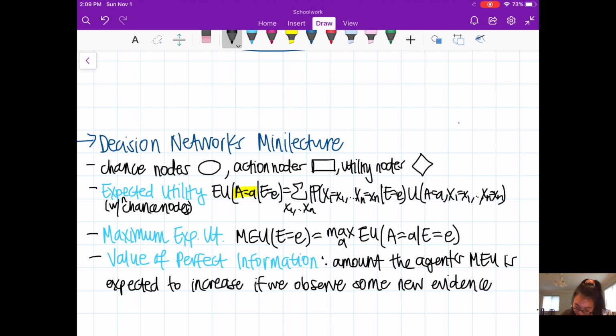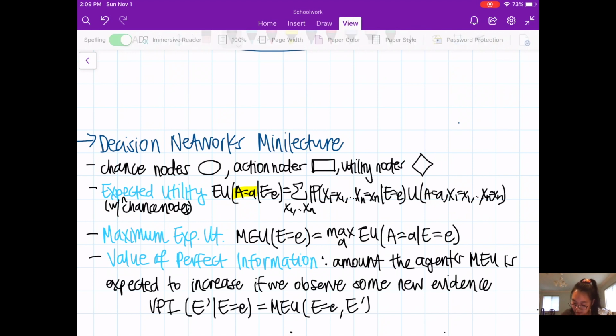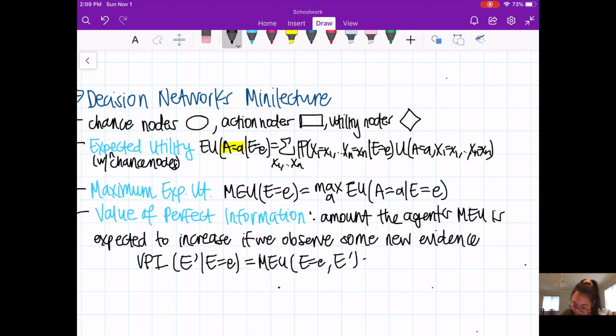And we can think of this, formula wise, as what we call VPI, which stands for value of perfect information, and it will be E prime, the new evidence you're observing, given that your current evidence is equal to lowercase e. It will be the difference of the maximum expected utility if you have this new evidence plus the old evidence, so the joint result, minus the maximum expected utility if you only know the original evidence you had.